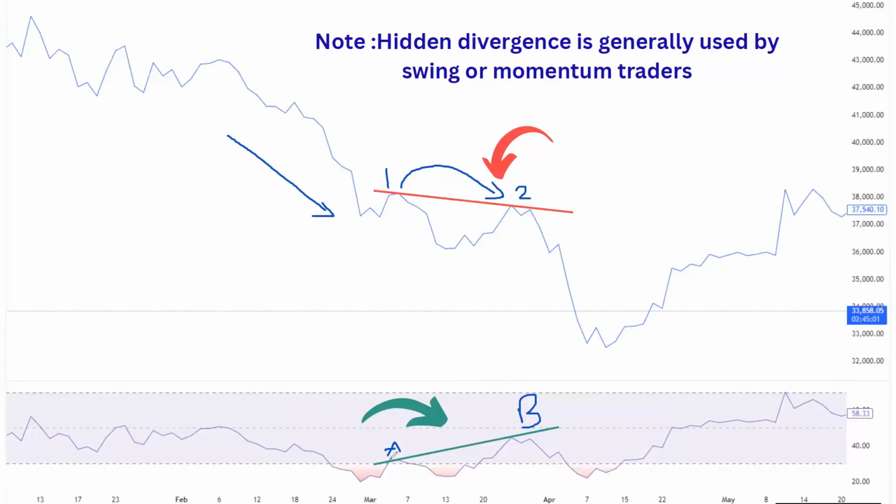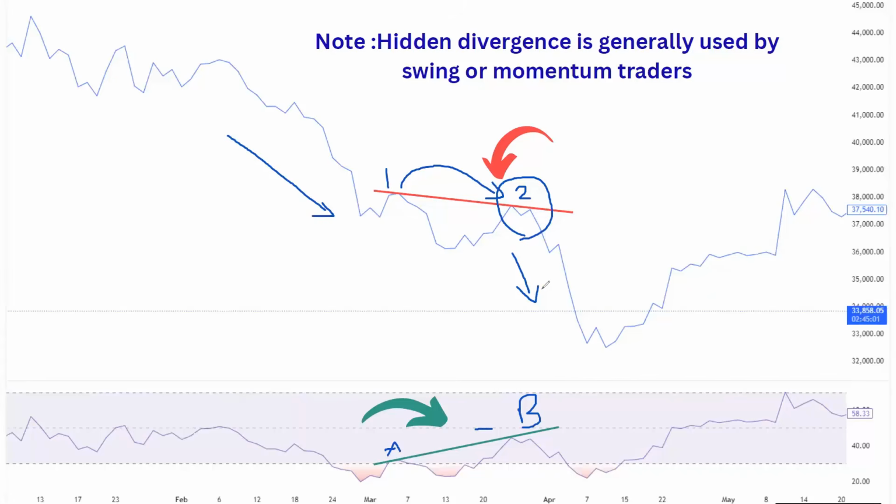You can see A is probably just above 30. B is closer to 50 in RSI. This is the 50 level of RSI. And that is the reason at point number 2, there is a very high possibility, probability, not surety. Nothing is sure in the markets, but a very high probability that the Bank Nifty will shoot on the downside.